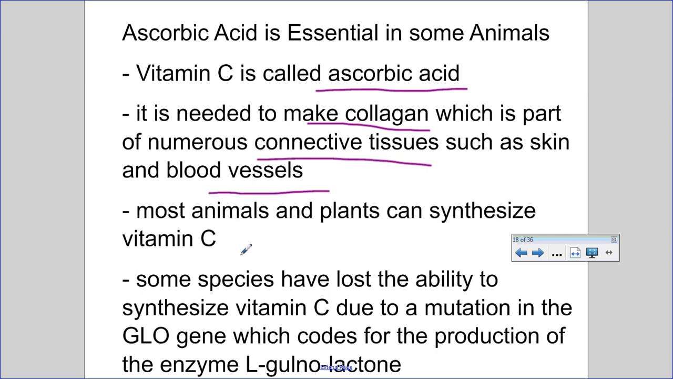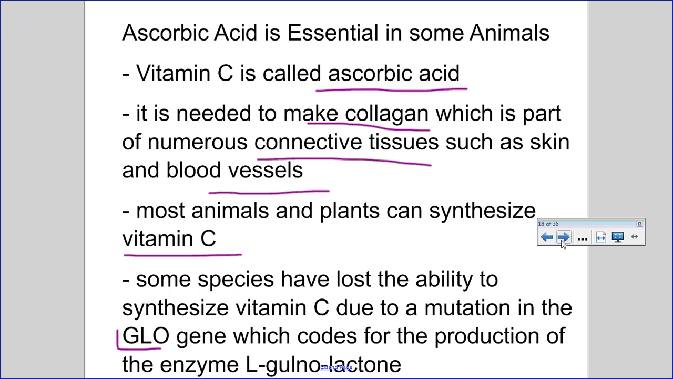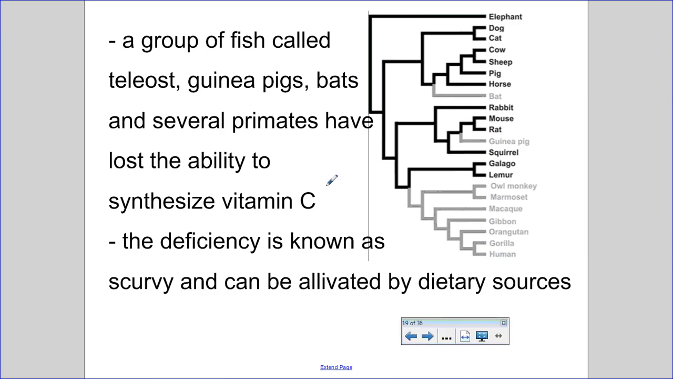Most animals and plants can synthesize vitamin C, but some species have lost the ability to synthesize vitamin C due to a mutation in a gene called the GLO gene, which encodes for the production of the enzyme L-gulonolactone oxidase, which is what the GLO gene stands for. A group of fish, referred to as teleosts, guinea pigs, bats, and several primates, which include humans, have lost the ability to synthesize vitamin C.